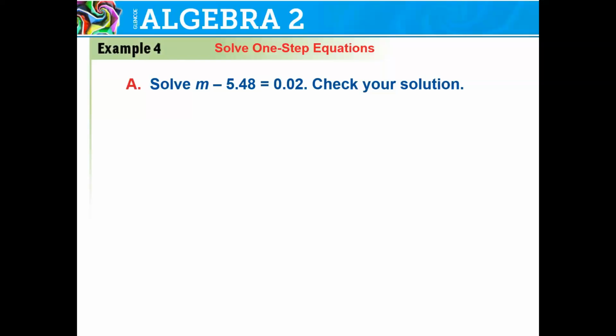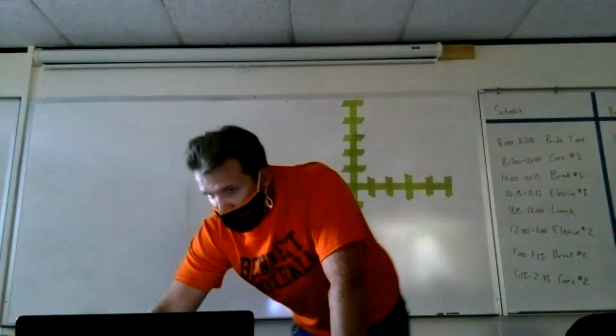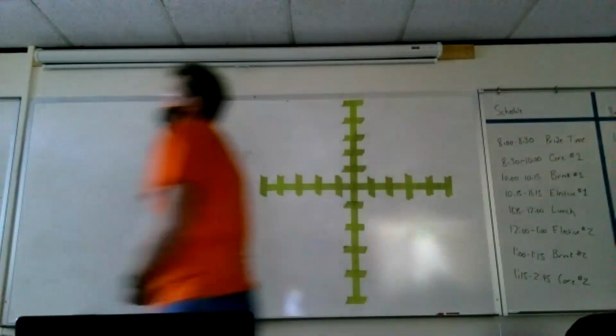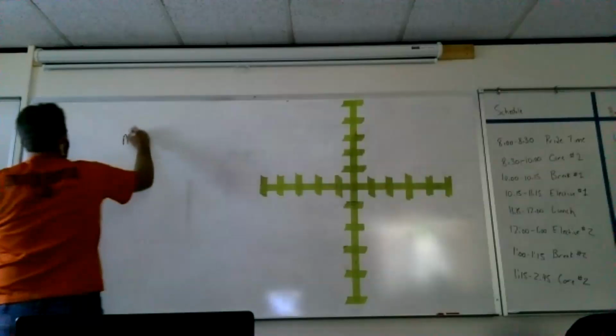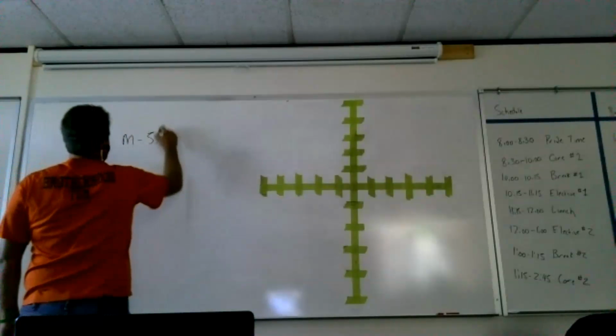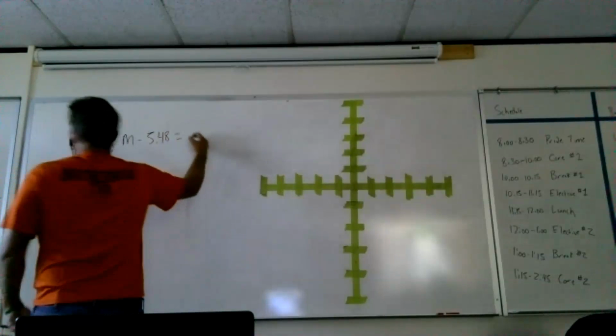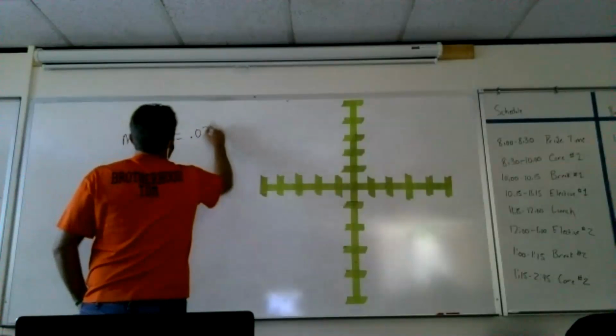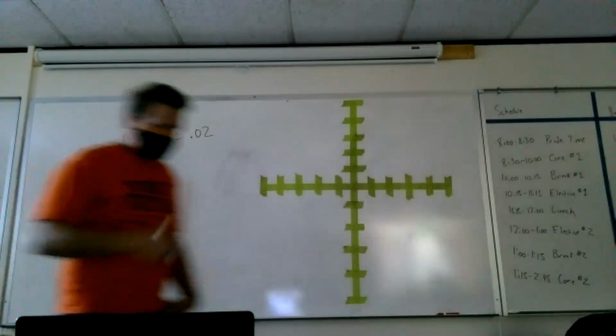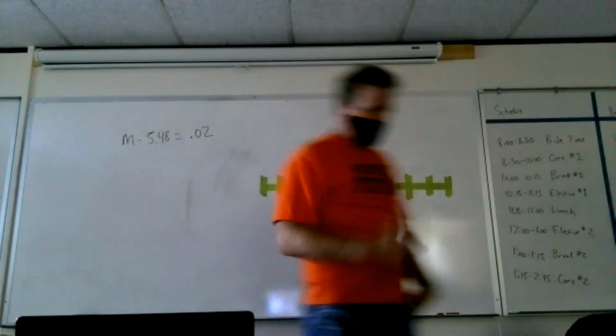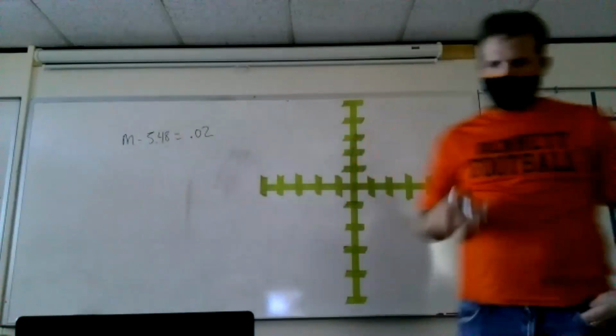Okay, solving one-step equations. I've kind of lost count of the pages, but you'll be able to bounce back and forth. We're at example 4A. I'm going to take off the share so that you can see me work through. Okay, we're given m minus 5.48 is equal to 0.02.